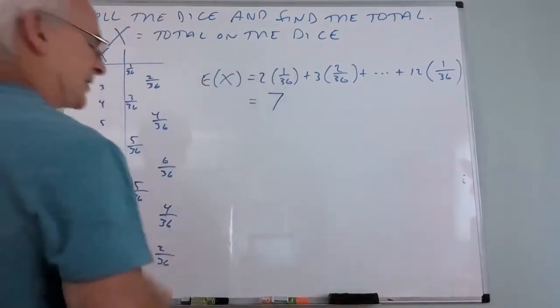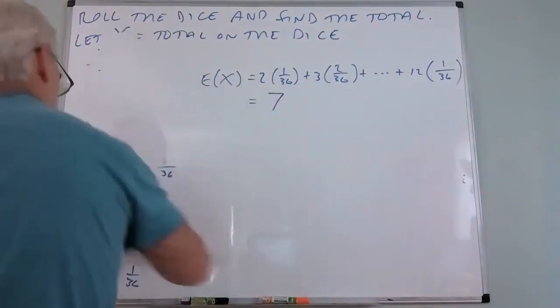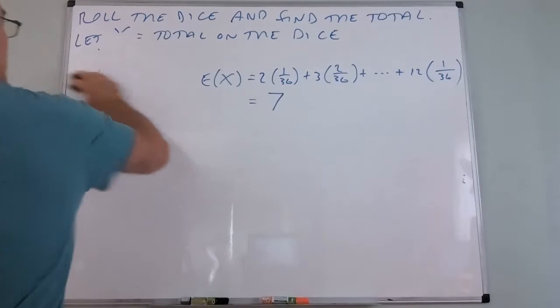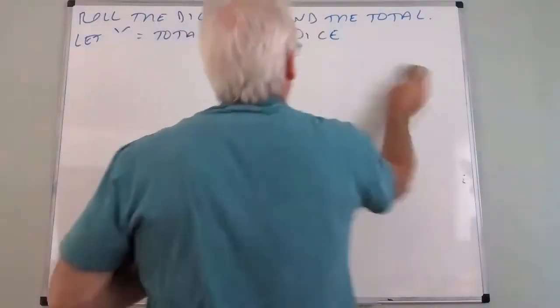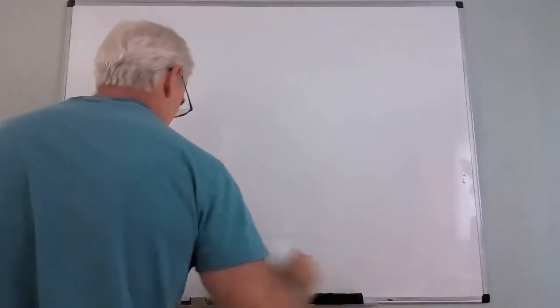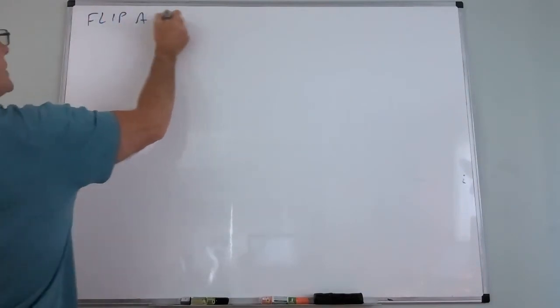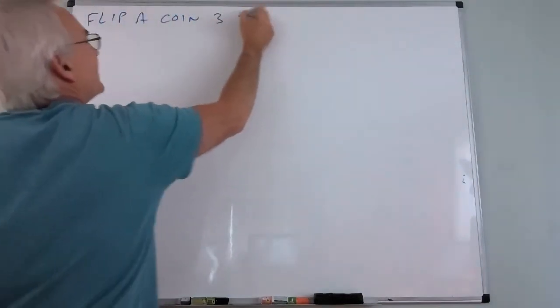So this is a very simple example. Let's do a coin flip now. Keep this really simple. I don't want this to get too complicated. So let's say we're going to flip a coin, and I'm going to make it somewhat complicated. Let's say flip a coin 3 times.